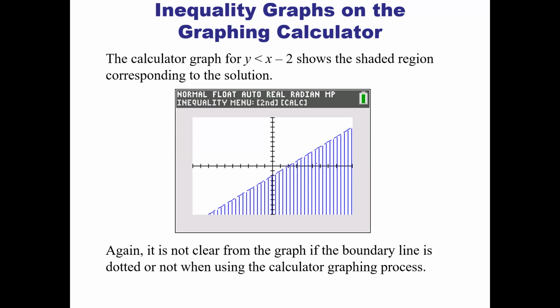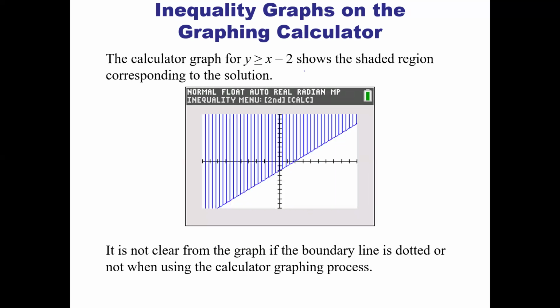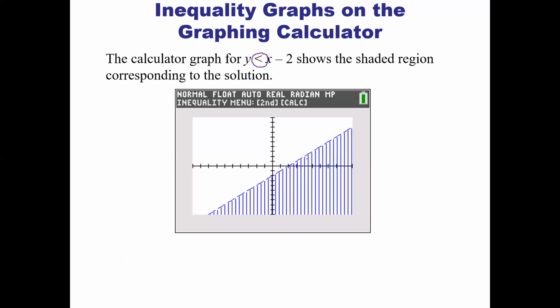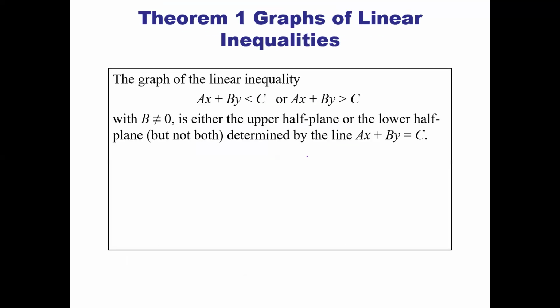So be careful when you're using calculators. You really just have to look and see: okay, the less than means it's a dotted line, and over here, greater than or equal to means it's going to be a solid line. So you really have to take that into consideration when you're using calculators to do these.